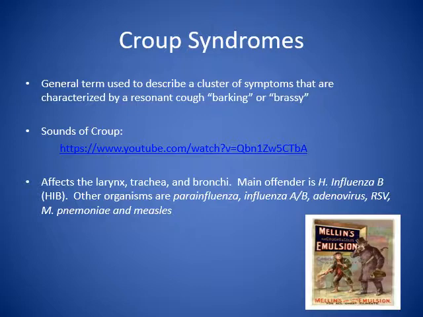So croup affects the larynx, the trachea, and the bronchi, so more of the upper airway. Main offenders are these right here, so it can be caused by many different viruses. One of your exemplars is RSV, but know that other things can cause croup.